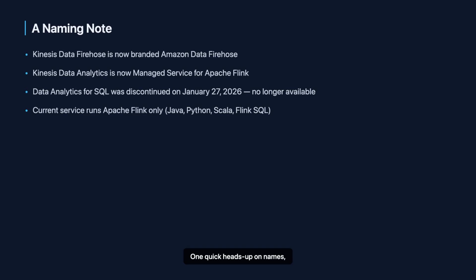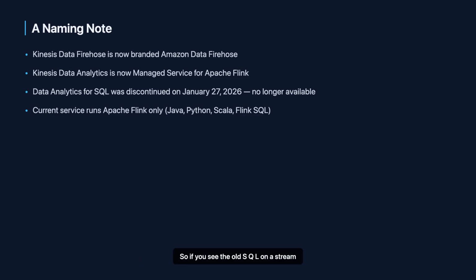One quick heads up on names, because Amazon Web Services rebranded a couple of these. Kinesis Data Firehose is now branded Amazon Data Firehose, and Kinesis Data Analytics became Managed Service for Apache Flink. There's one important caveat here, though. The SQL applications variant of Data Analytics was discontinued on January 27, 2026, and it's no longer available. The current service runs Apache Flink only, supporting Java, Python, Scala, and Flink's embedded SQL.